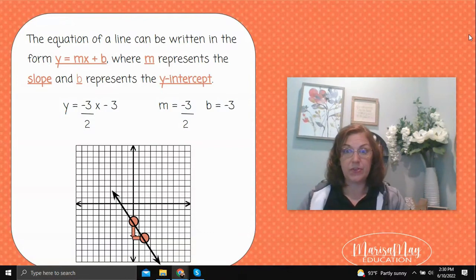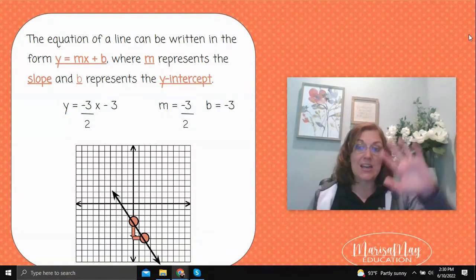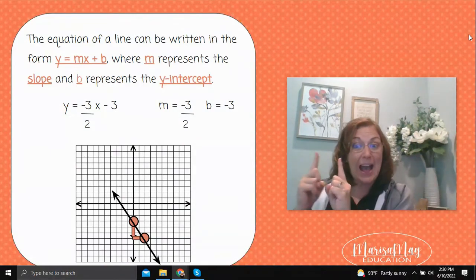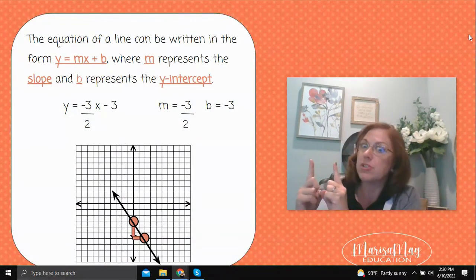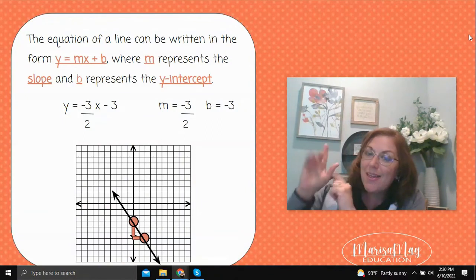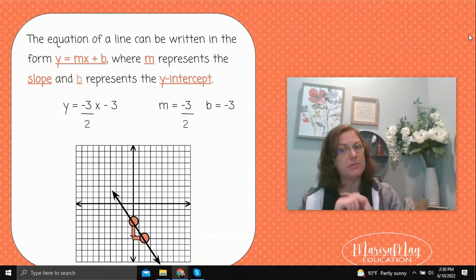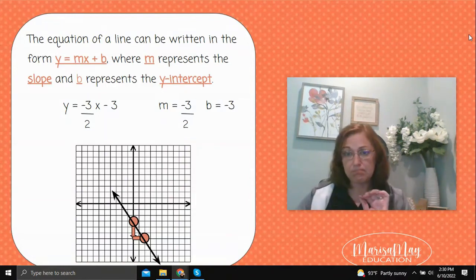So friends, here's what we've added. We started with an equation this time. We picked out the slope and the y-intercept, which by the way is a point, and then we went to our graph and we plotted our y-intercept, used our slope to get a second point, and then we could draw our line.